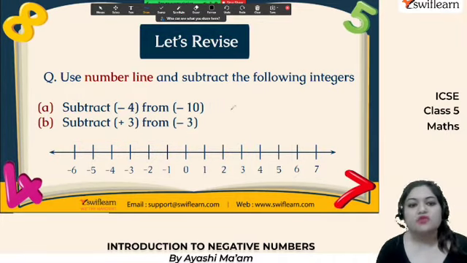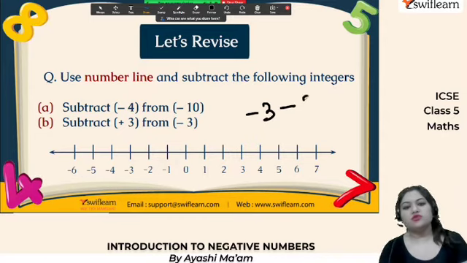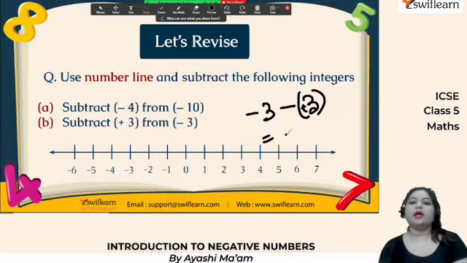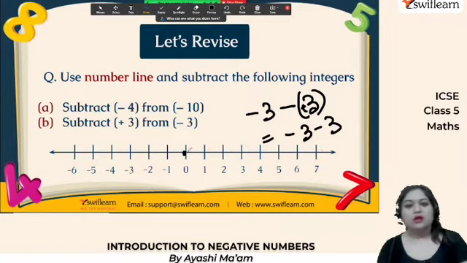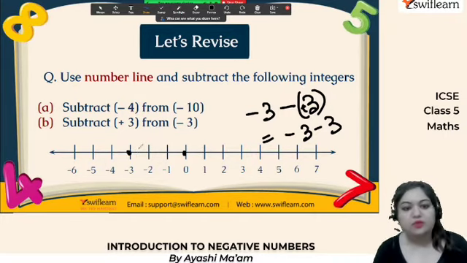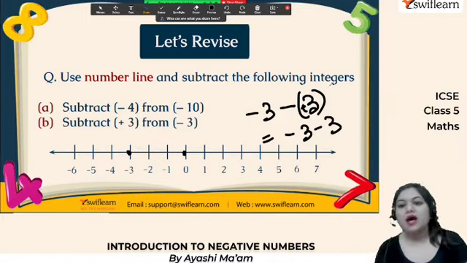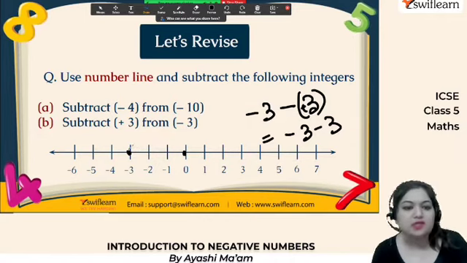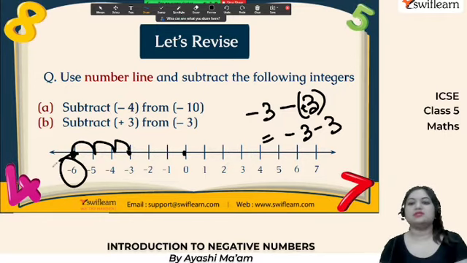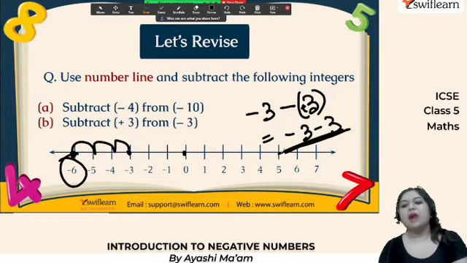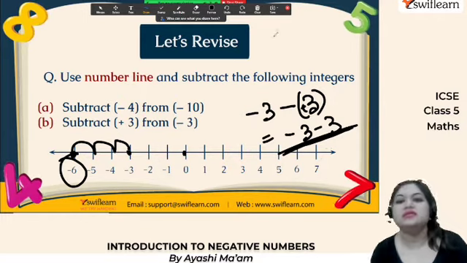Next one, subtract +3 from -3, right? So +3, like this. So minus plus will become minus. That means we have to do -3 and -3. So first from 0, we need to go to -3 here, moving to the left. From here again we have to subtract 3. So moving towards the left, 1, 2, 3. So we are stopping at -6. So we are getting the answer as -6, right?